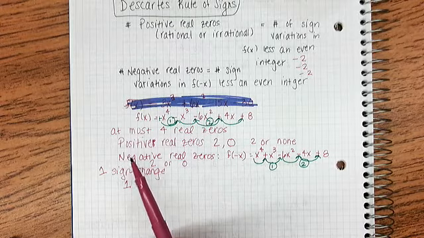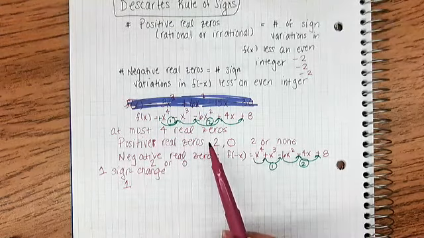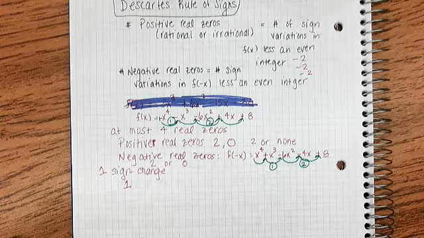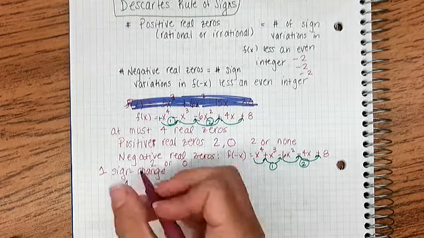And of those real zeros, there are either 2 or no positives. There are either 2 or no negatives. What about the rational?